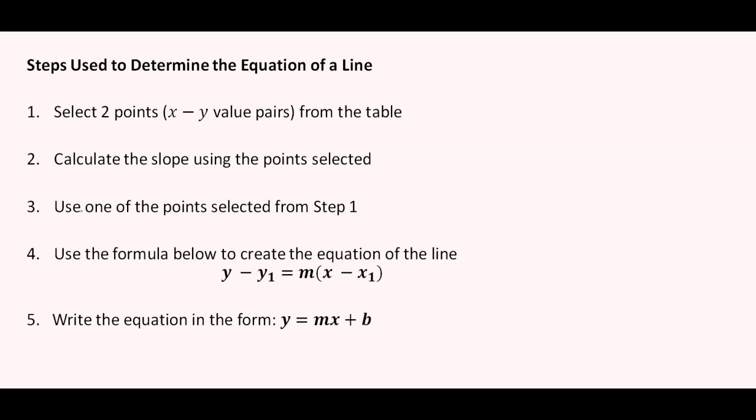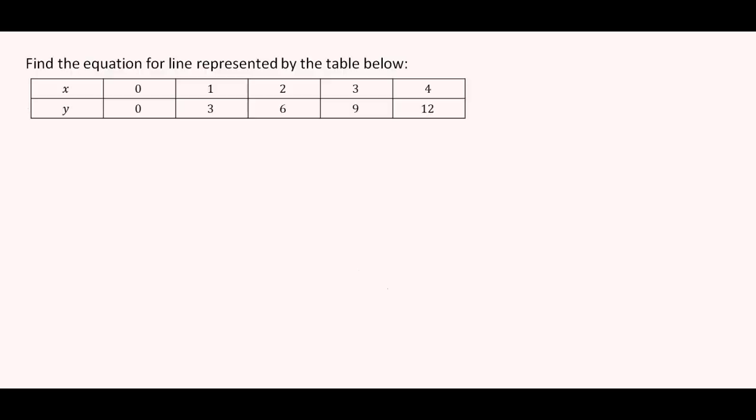And we can select one of the points from step 1, or we can just select any of the points from the table. And then we'll use the formula y minus y1 equal to m, where m is your slope, multiplied by x minus x1. And then we're going to write the equation in the form y equal to mx plus b. Now let's go through some examples showing you how to do this.